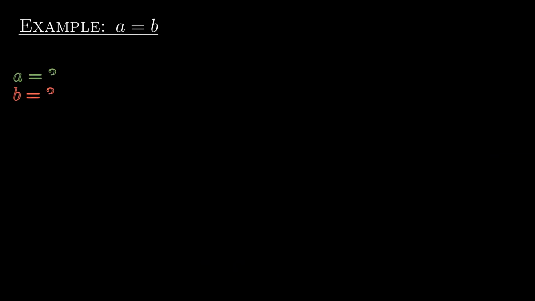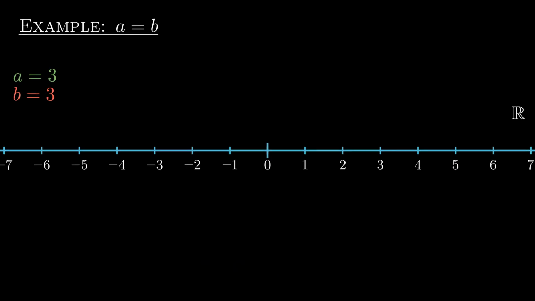Now an example of an equality. Here A is equal to 3, B is equal to 3. So here you can draw A. It's on the position 3 on the real number axis. And then where is B? Well, B is on the same place, so they're overlapping on the position 3. So in this case we have that A is equal to B.